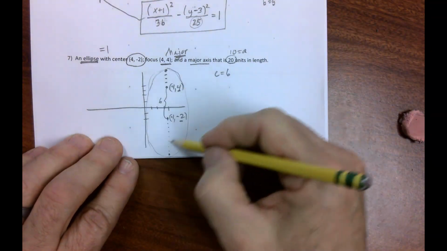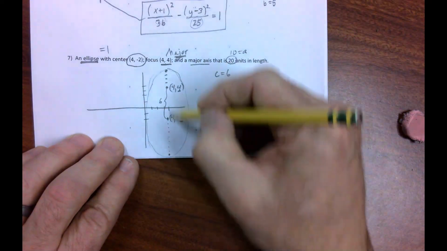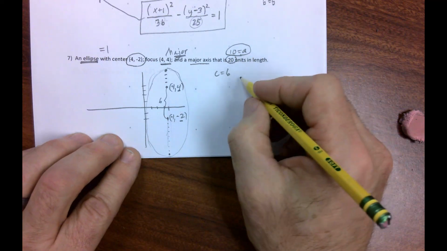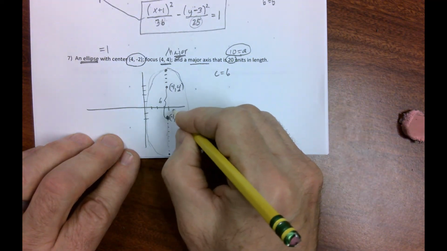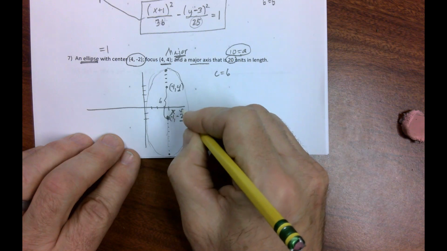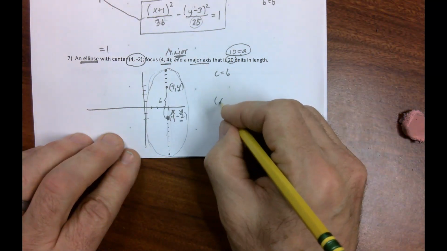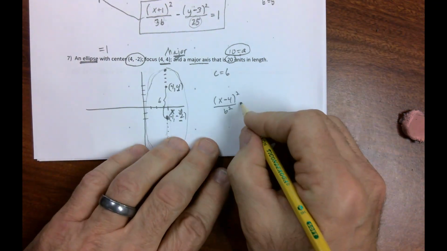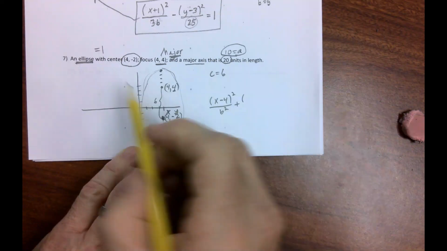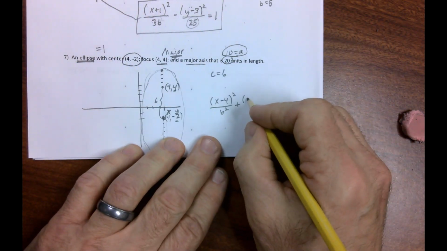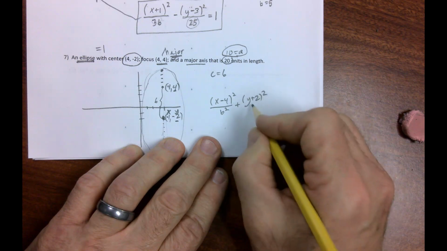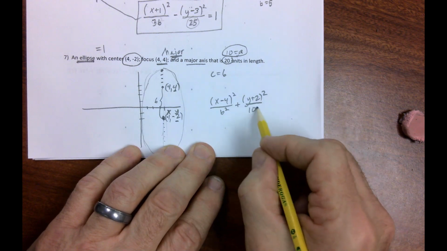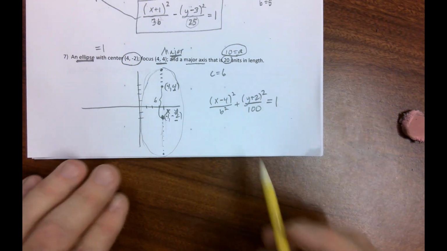I know it's longer along the y-axis, which is telling me that a squared is going to go under the y. Now, don't forget, this is my center. So there's my x shift, there's my y shift. So this is going to look like this. x minus 4 squared over b squared, the smaller axis, plus y plus 2 squared over, now remember, this is my a squared. Well, I know a is 10, so I can put 100 right there. Equals 1. Now, how am I going to find b squared?